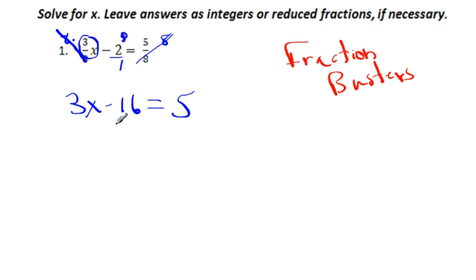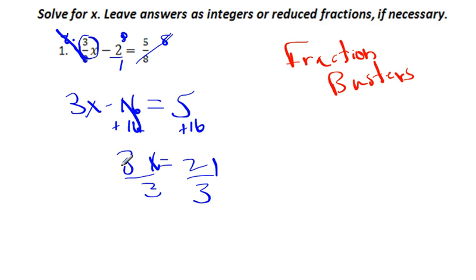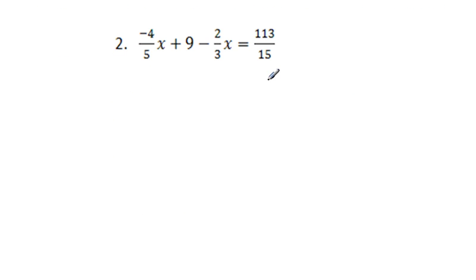And then at this point, solve like normal algebra stuff. So add 16, 3x equals 21, divide by 3, x equals 7. Now this isn't a system. Go back to the original problem. If this were a system, I would have to take that 7 and plug it back in. It's not. It's just a regular equation. 2 more problems.